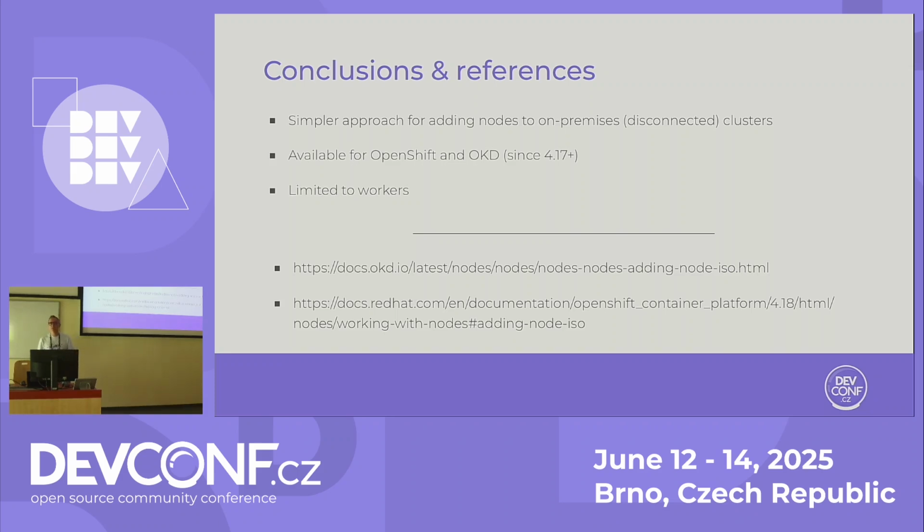And one limitation is that it is currently limited to workers. We have a plan in the future to extend it also to replacing control plane nodes, but for now it works only for workers. And I also left a couple of documentation references both in OpenShift and in OKD if you are interested, where you could find all the details related to the concepts that we saw today.